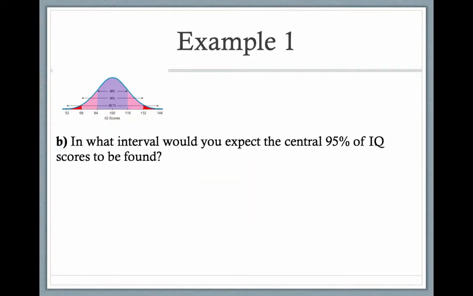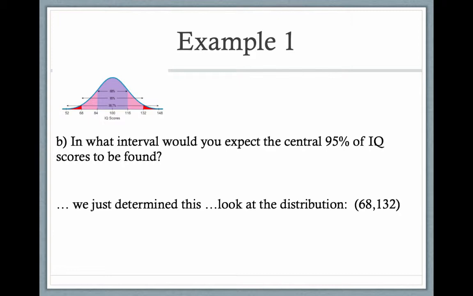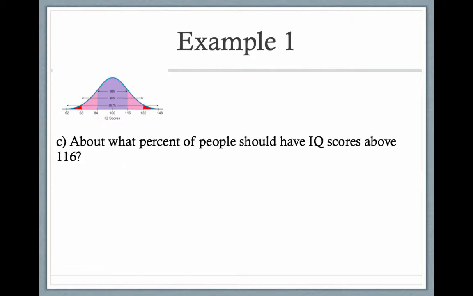In what interval would you expect the central 95% of IQ scores to be found? We actually just determined that. Look back at the distribution and you'll see that our interval for that is 68, 132. About what percent of people should have IQ scores above 116?